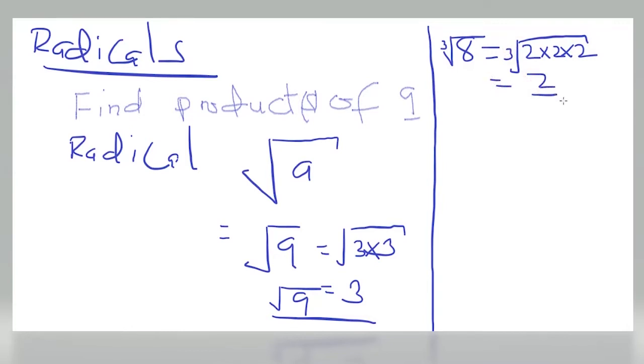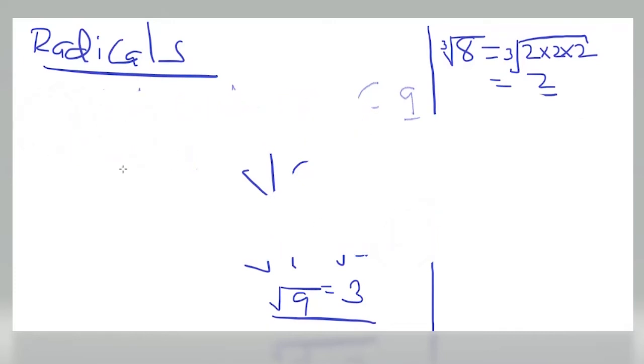So, when you take 2, you multiply it by 2, you multiply it 3 times, you get 8. So, this is what it means: that number, when you multiply it 3 times on itself, you get 8. Another example is, now assume you have this one.